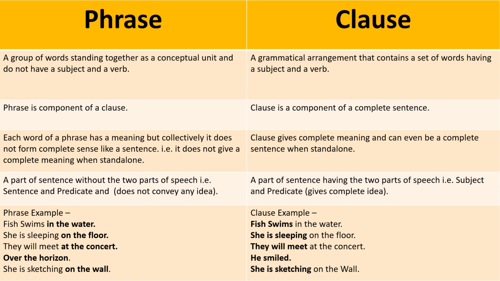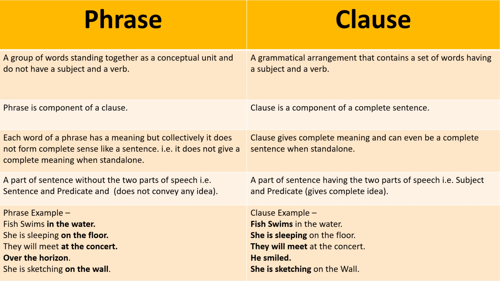Then the third point about a phrase is that each word of a phrase has a meaning, but collectively it does not form a complete sense like a sentence, because it is lacking a subject and a verb, right? It does not give a complete meaning when it stands alone.